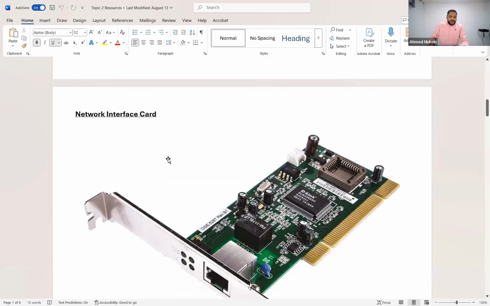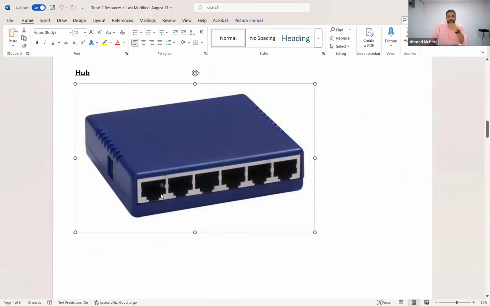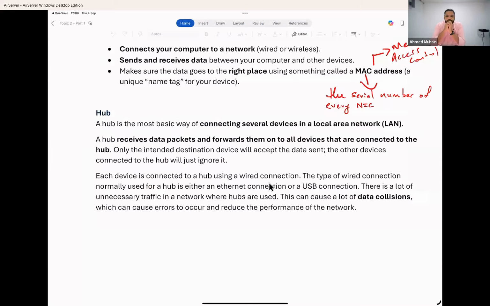This is what we call a hub. Network interface card we saw. This is what we call a hub. You can see there are various ports here where you can connect devices. So what does a hub do? Focus on the bold words. What does it say? Connect several devices in a local area network. Are you all okay with this?